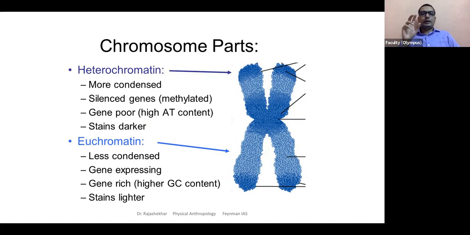So the regions on chromosome can be divided into two parts. What are they? Euchromatin and heterochromatin. Make a note of these two terms. Within chromosome, the regions that we are seeing here can be divided into two parts. Euchromatin and heterochromatin.